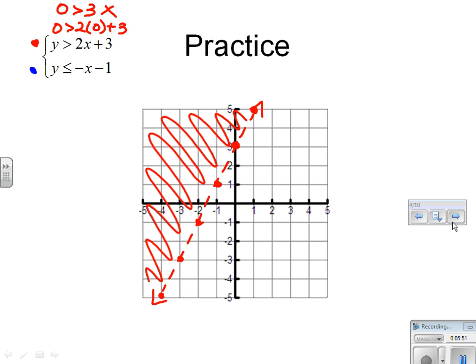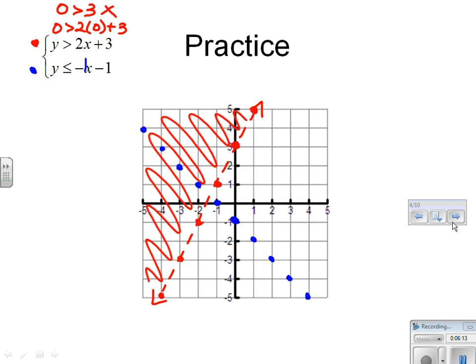All right, I'm going to do this inequality in blue. My y-intercept is -1. The slope is also -1, which means I'm going to go down 1 and over 1, down 1 and over 1. Or I could go up 1 and left 1.